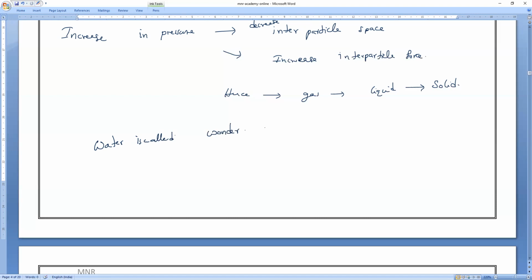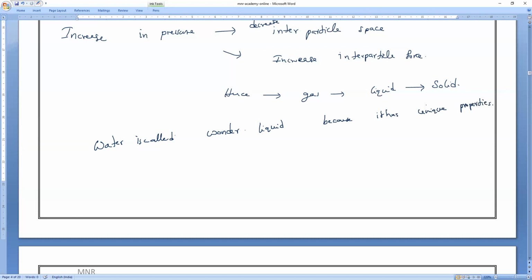So, water can exist in 3 states. What are the 3 states of water? Everybody? Solid, liquid, and gas. Solid is ice, liquid is water, and gas is vapor. Clear? Yes, sir. That is right. Water is called the wonder liquid because it has unique properties. What are the unique properties?